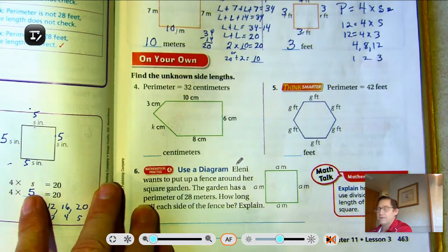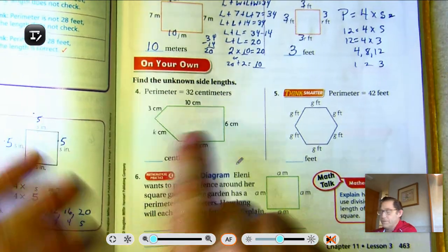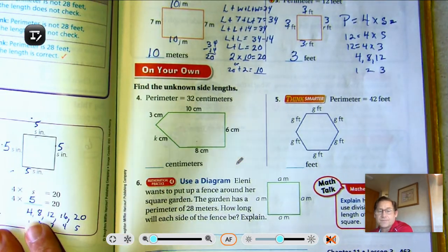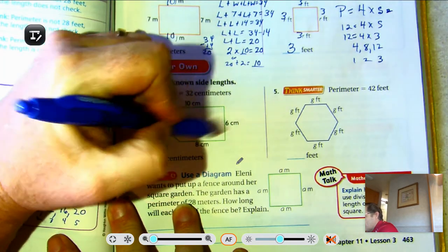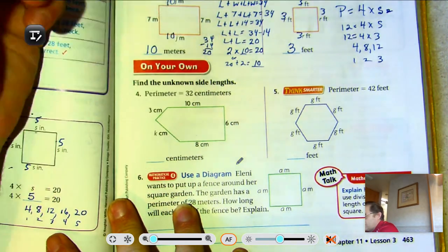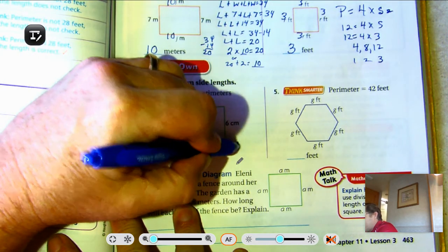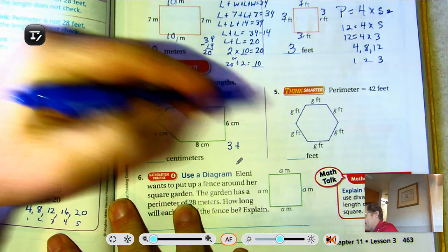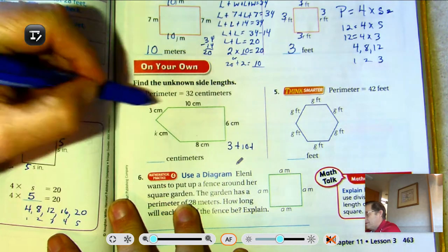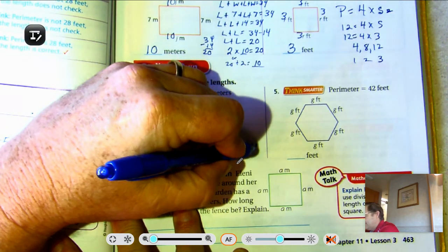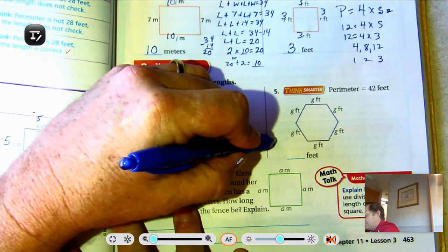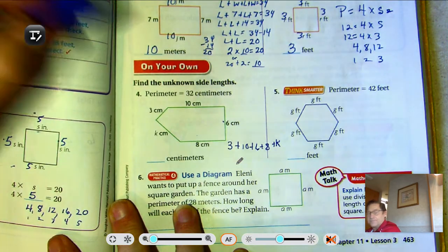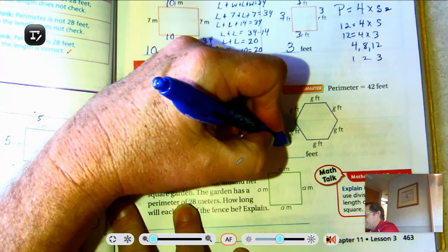Number 4. All right, this shape, the perimeter is 32 centimeters. So let's write an equation. We know that, I'm going to start with 3. 3 plus 10 plus 6 plus 8 plus the unknown side has to equal 32.